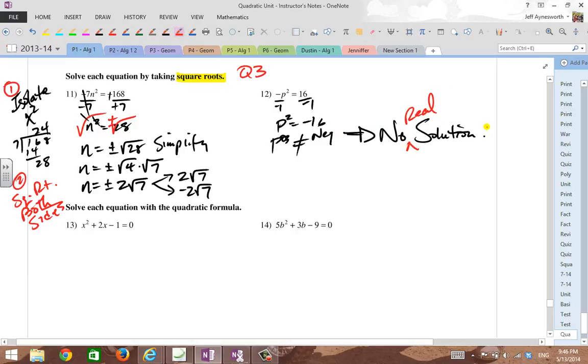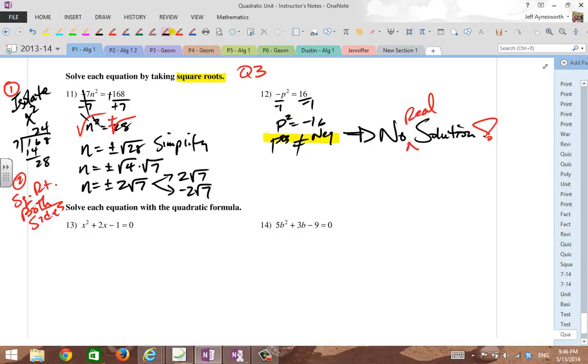Put that in there. All right, there's an imaginary solution, guys, but you're not in Algebra 2 yet, and I'm not going to teach that in this lesson. Okay, so keep that in mind. Let's highlight this. A positive can't be equal to a negative. All right, therefore no real solution.